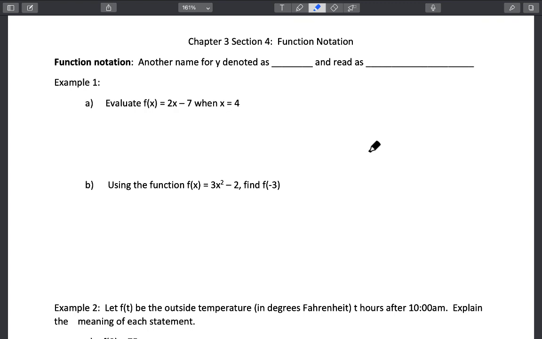To Unit 3, Section 4. Today we're going to talk about the ever-important function notation. Function notation is something that you guys are going to see for the remaining part of your mathematical career.